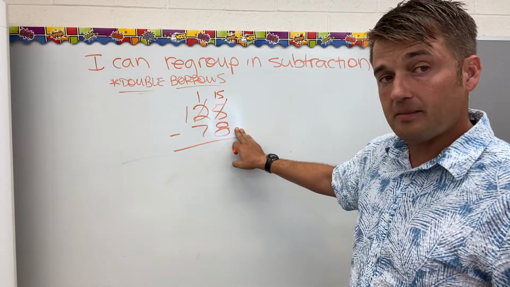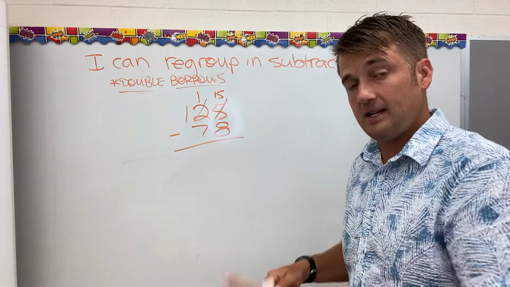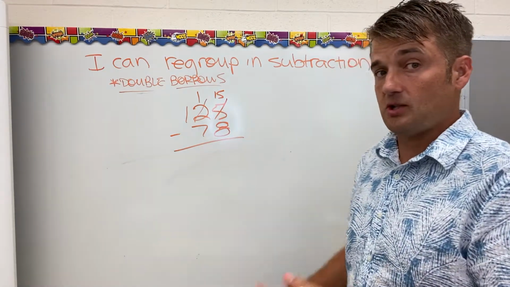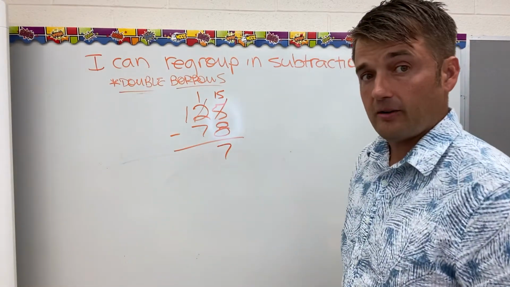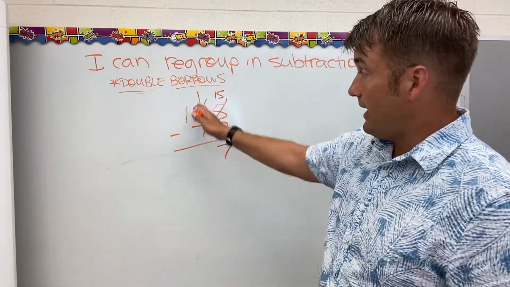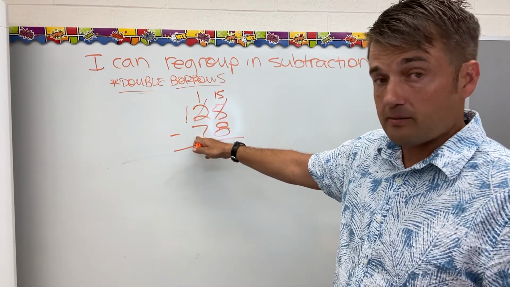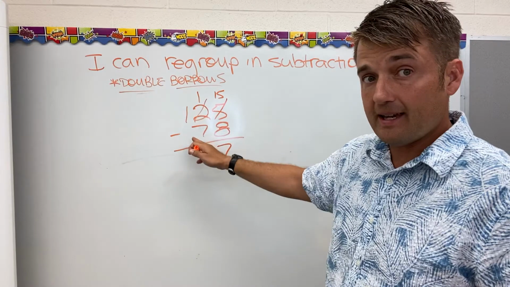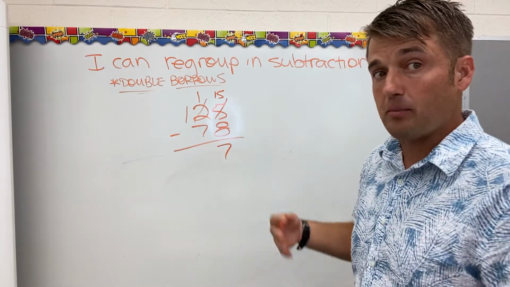So 15 minus 8, if I count up from 8, I need 2 to get to 10, 5 more to get to 15. 2 and 5 is 7. So 15 minus 8 is 7. Okay, and now I have another situation where I have a bigger bottom. If I have 1, I can't give you 7. That's not enough. So I have to do this again. I have to borrow again.